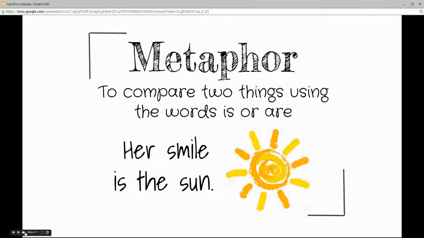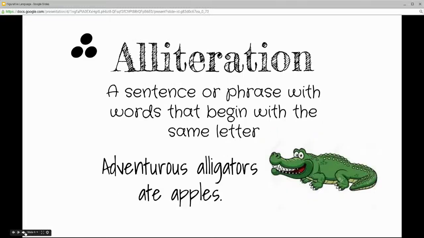The next example is a metaphor. A metaphor is like a simile, but there's one big difference. With a metaphor, you usually compare two things using the words is or are. Her smile is the sun. So you're not saying it's as slow or as fast, but you're saying it is this. Her smile is the sun. That just means her smile is really bright, right? That's a metaphor.